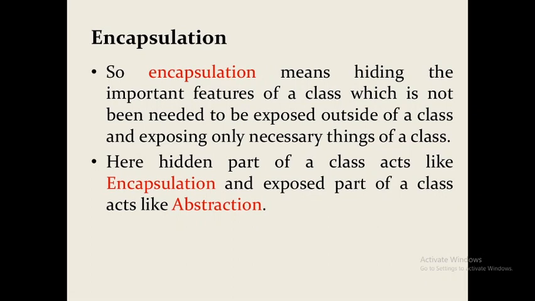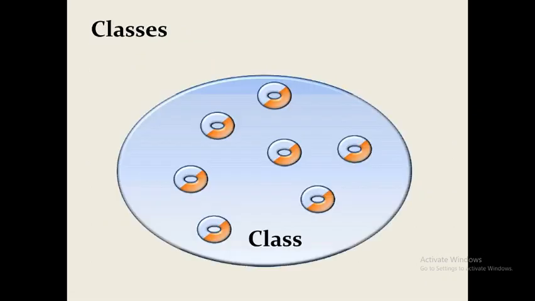So what does encapsulation mean? It means providing security, that is, hiding the important features of the class which need not be exposed to the outside world or outside of a class. Here the hidden part of a class acts as encapsulation and the exposed part of a class acts as abstraction. That is our next property, data abstraction, so we'll talk about that.